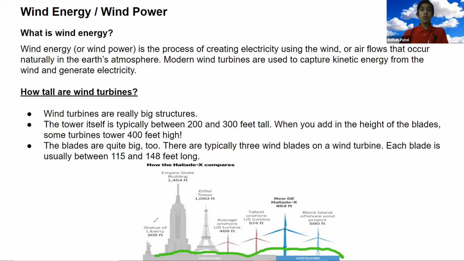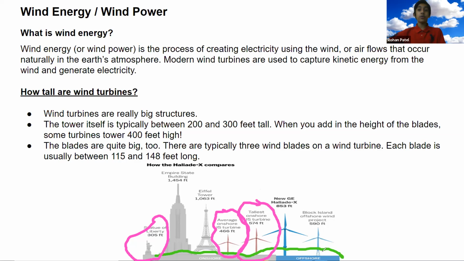Now, of course, there are some that are onshore and some that are offshore. If we consider the onshore ones, we have our average one, the normal one that we have around the US. That's about 466 feet. But the tallest onshore US turbine is 574 feet tall, which is pretty big.